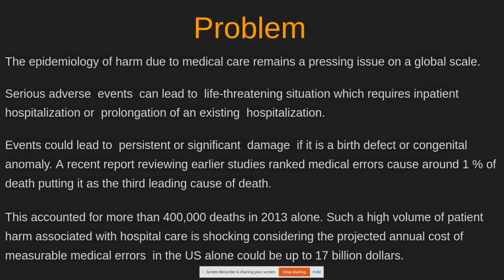A recent report reviewing earlier studies ranked medical errors as causing around 1% of deaths, putting it as the third leading cause of death. This accounted for more than 400,000 deaths in 2013 alone. Such a high volume of patient harm associated with hospital care is shocking, considering the projected annual cost of measurable medical errors in the US alone could be up to $17 billion.